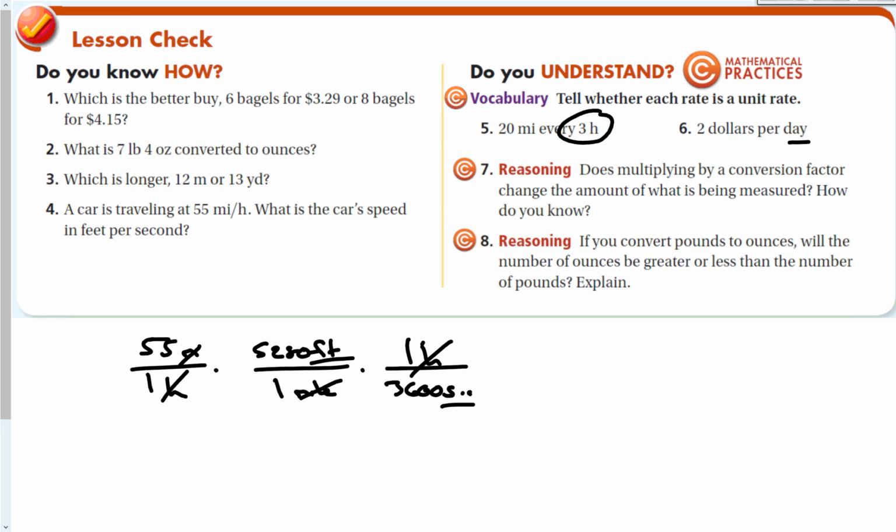And finally, if you convert pounds to ounces, will the number of ounces be greater than or less than the number of pounds? Well, ounces weigh less than pounds, so ounces will always be more, right? There's more ounces in a pound than pounds in an ounce. Okay, so it's still going to be the same weight, but it's going to be more ounces. Okay, and that was 2-6 ratios, rates, and conversions.